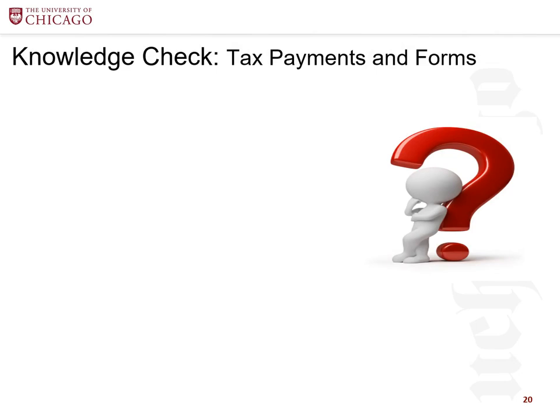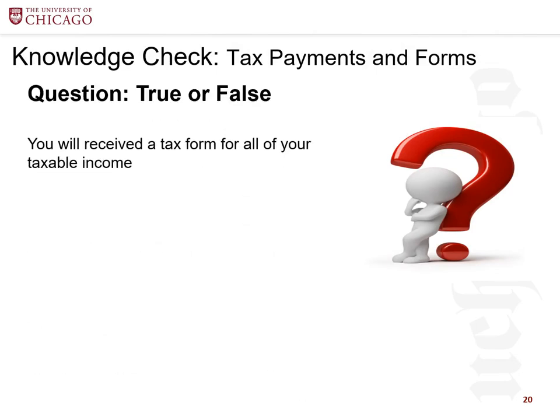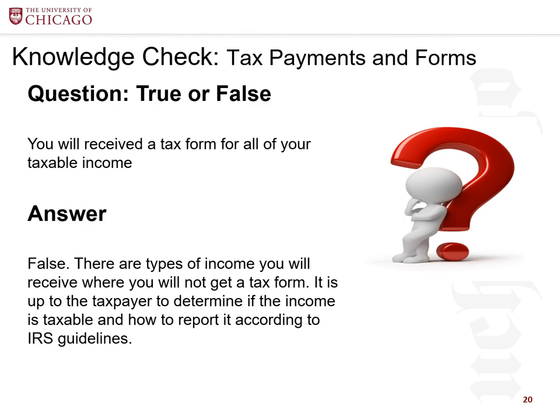So, a knowledge check for Section 4. You will receive a tax form for all of your taxable income. Hopefully all of you are screaming false. That is false. There are types of income that you will receive where you will not get a tax form. It's up to you to determine if the income is taxable and how to report it according to IRS guidelines.